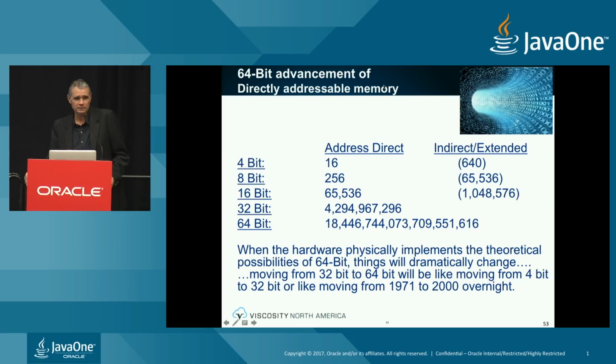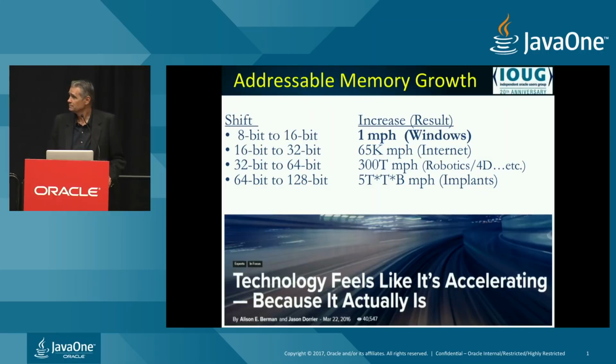32-bit, 4 gig. Now if you happen to use one of those 32 bits for a plus or a minus, instead of 4 gig, you only get 2 gig, just to let you know, which some people do. But 4 gig, what did we get when it hit mainstream? 32-bit. Got the internet. I put it in miles per hour. If Windows was 1 mile an hour, the internet was 65,000 miles an hour, looking at it bit by bit.